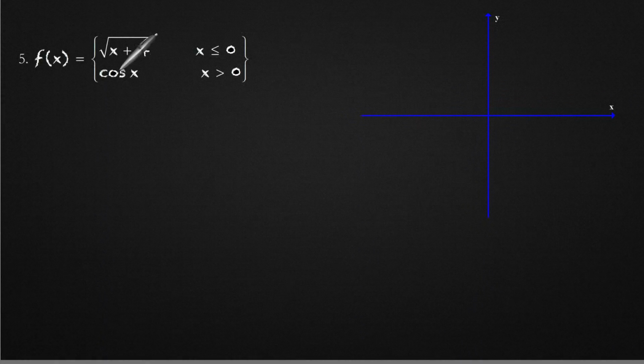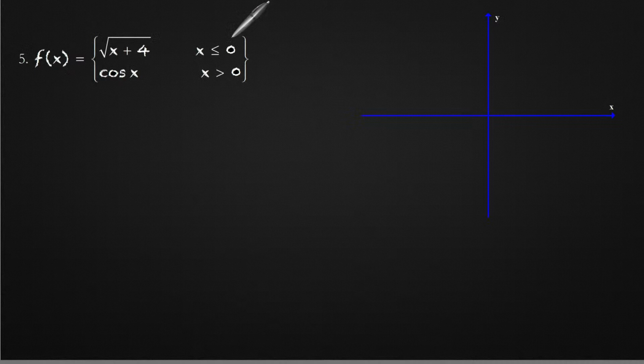Okay, example 5, we have a square root function that is shifted left 4. And remember that when the plus 4 is inside of the grouping symbols, it's a shift left. If it was outside, it would be shifting up 4. But this is inside, so it's going to be left 4, and x is less than or equal to 0.